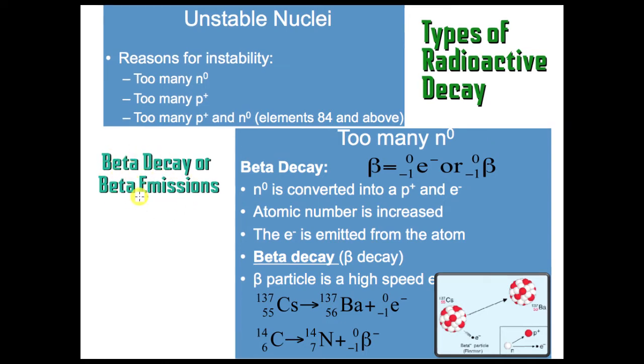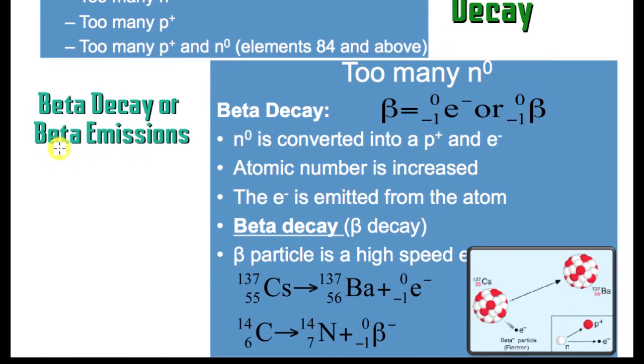Now, beta decay is also known as beta emission because what it does is it emits what's called a beta particle. And a beta particle is nothing more than an electron. That's what this is supposed to be saying down here, by the way. A beta particle is a high-speed electron. That's all it is. So when you see beta, you think of electrons. Remember our notation for electrons, okay?